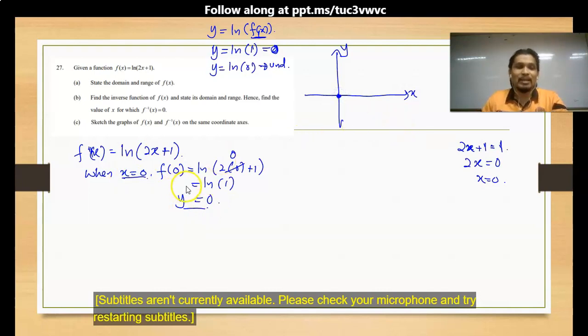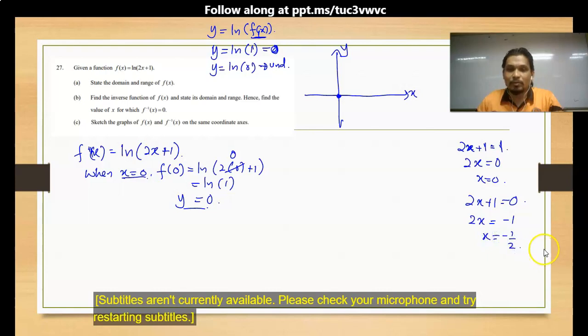Okay, and then let's make 2x plus 1 equal to 0, because zero makes the whole function undefined. So that is the value of x that we would like to find as the vertical asymptote of the graph. Then 2x equal to negative 1, and x equal to negative 1 over 2. So now x equal to negative 1 over 2. Let's try again.